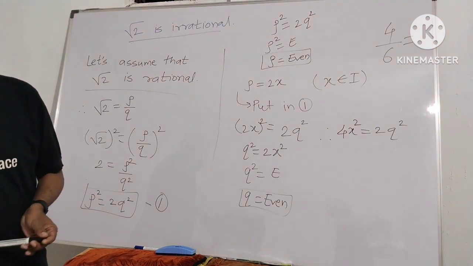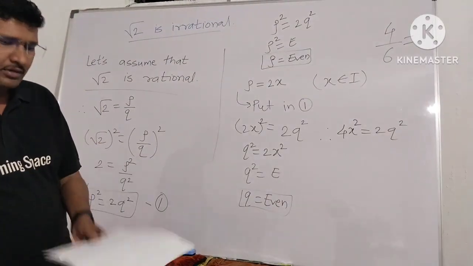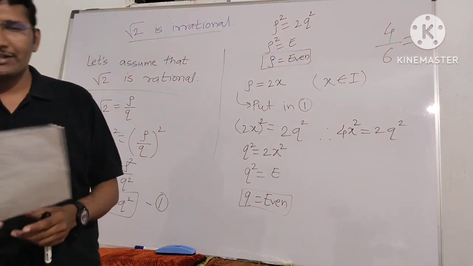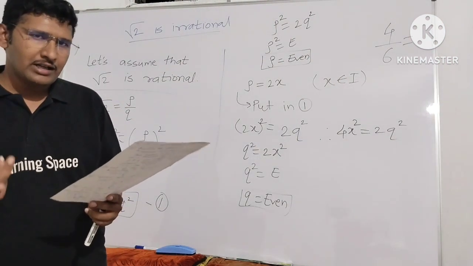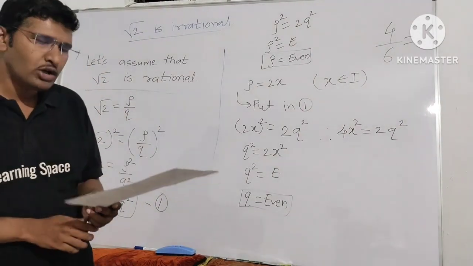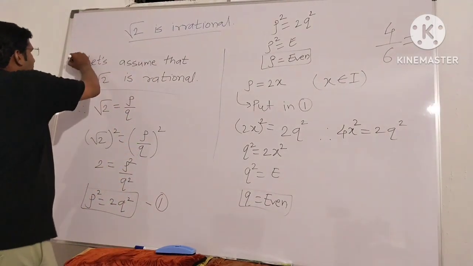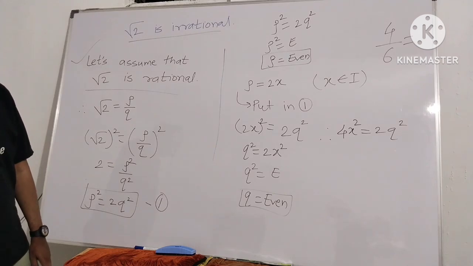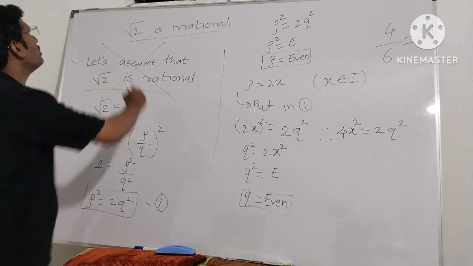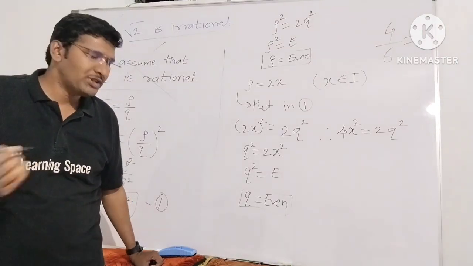So in the end we can conclude that both p and q have turned out to be even, which contradicts the initial assumption that p by q was in its simplest form, that is, p and q have no common factors other than 1. Our assumption that root 2 is rational leads us to a contradiction. We conclude that root 2 is an irrational number. I hope that makes sense.